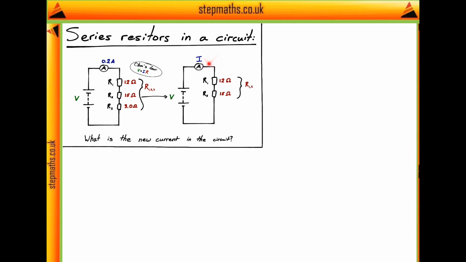Since we need to try and find the current I in the second circuit, we should try and find an expression for this value. The easiest thing to do is probably to use Ohm's law on this second circuit. The reason being that it would include our current I, the voltage of the battery V, and the total resistance of the circuit, which I've labelled here as R12. So, to find our current, we need to find the voltage of the battery V and R12. Let's try and find the value of voltage first.